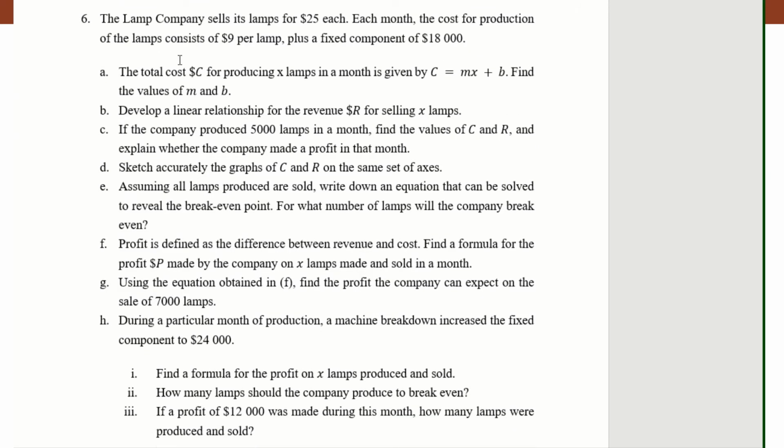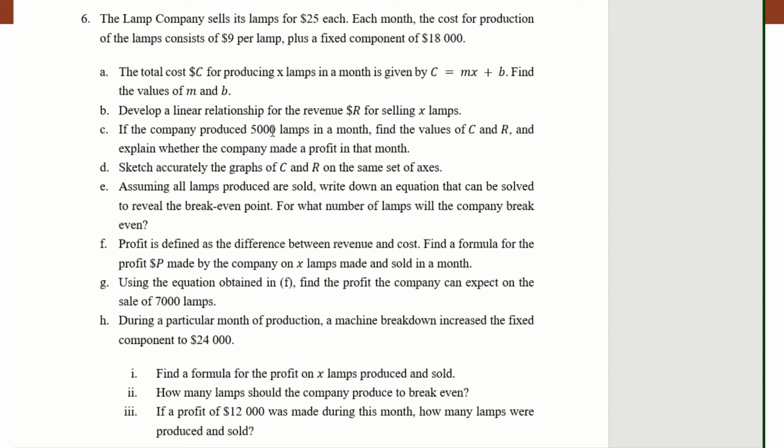Okay, number 6. The total cost of producing x lamps in a month is C equals mx plus b. Find the values of m and b. m should be 9. b should be 18,000. R should be 25x. R equals 25x.